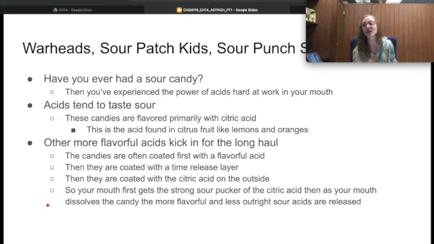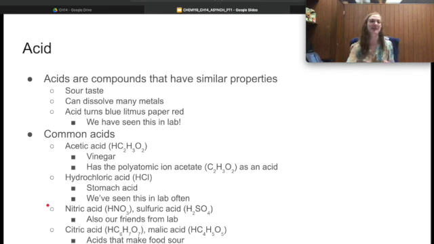So if you've ever had any sort of sour food, sour candies, you've eaten acids. And it seems weird because we think acids are dangerous, but we actually experience them in lots of different ways in our everyday life. So acids are compounds, of course, that have similar properties. If we're grouping things together, they're going to have similar characteristics, similar properties. Chemists love that. It's awesome. So acids are compounds that have a sour taste, as I just said. So acids are going to taste sour.